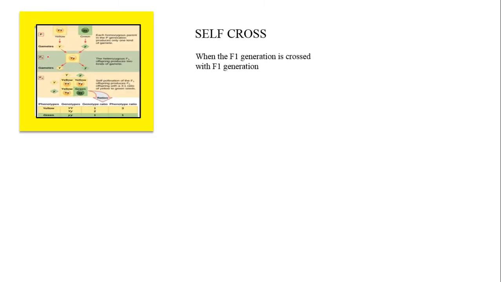Now move to the self cross. When the F1 generation is crossed with the F1 generation, such a type of cross is known as a self cross. As you can see in this picture, after getting this F1 generation, it is self crossed here. So it shows a self cross.